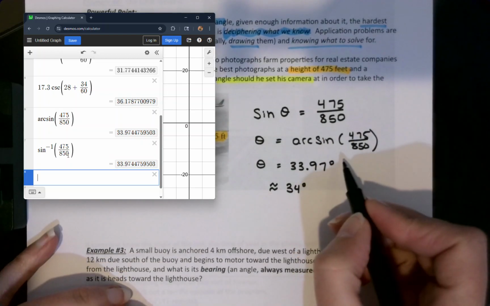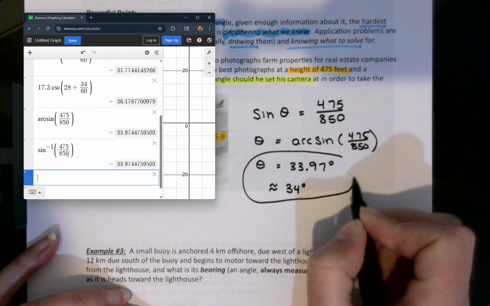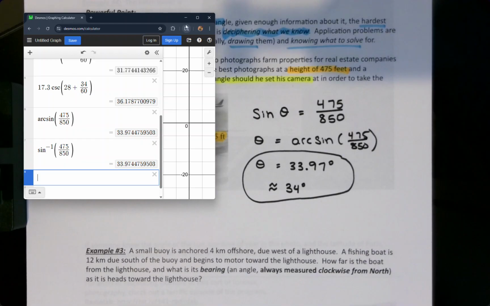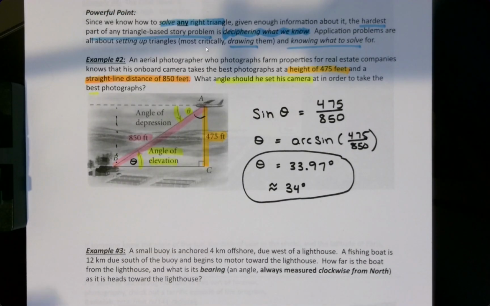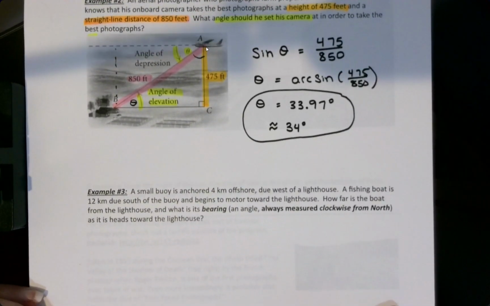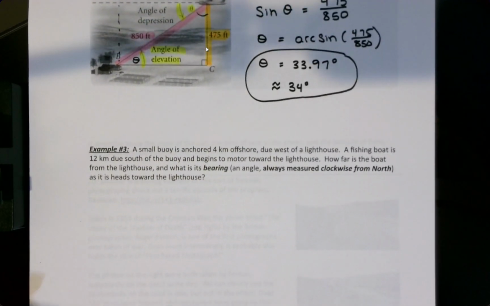All right, so that's the angle that they should set their camera at. In this case, I don't need to solve the full triangle. I just need to solve the one specific aspect of the triangle that we're looking for. So we're done with that one. All right, so looking down at the next question, no picture. So I'm going to need to set this one up and draw it for myself.